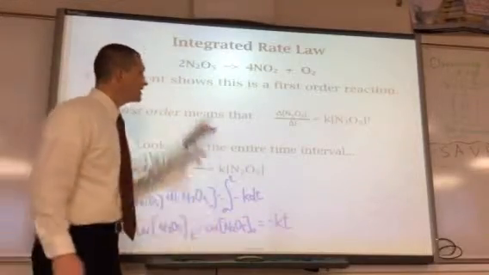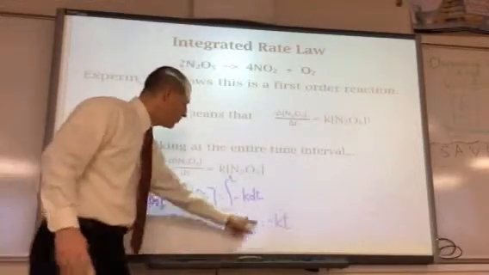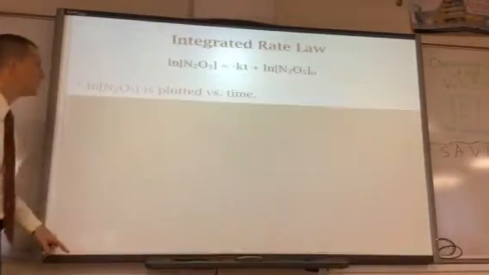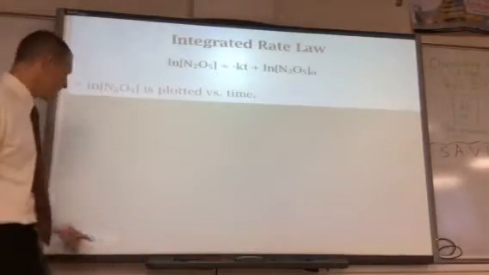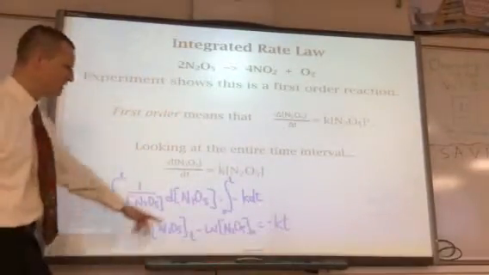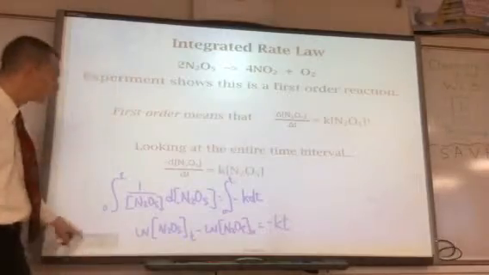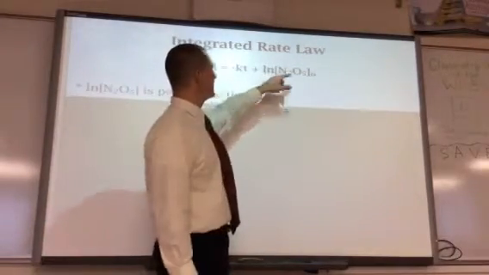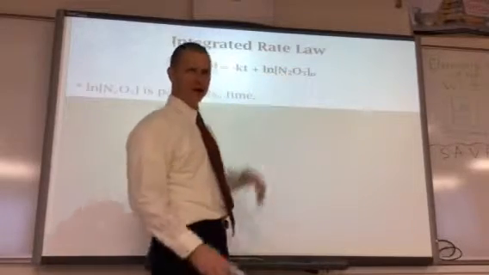I'm going to take this, recopy it on the next slide. I'm going to move this term over. See that? Over here it was being subtracted. So to get over the other side, it's got to be added. Notice the kt was negative, and it still is. So it's negative kt plus the natural log initially of the reactant.